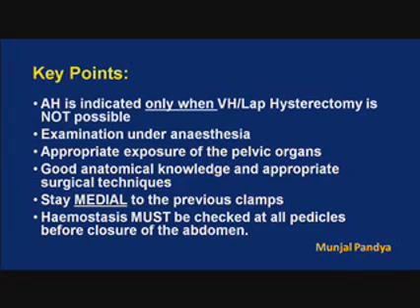Highlighting a few key points. Abdominal hysterectomy is indicated only when vaginal hysterectomy or laparoscopic hysterectomy is not possible, but again it is the first step towards learning hysterectomy. Examination under anesthesia is a very important step and must not be missed. Appropriate exposure of pelvic organs is a must, as we already saw that removal of adhesions is a must before proceeding with further steps. Good anatomical knowledge and appropriate surgical techniques are a must to avoid any kind of complications and proceed smoothly with the procedure.